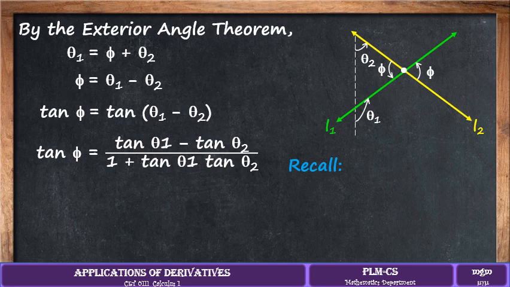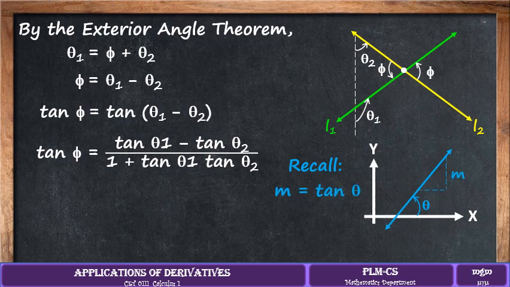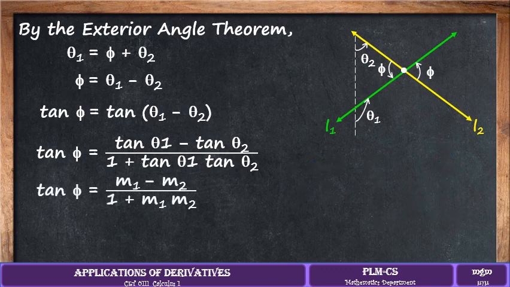Recall that if a non-vertical line has an inclination theta and a slope m, then m equals tangent theta. Substituting m to the tangent theta with the corresponding subscripts, we have tangent phi equals m sub 1 minus m sub 2 all over 1 plus m sub 1 times m sub 2.